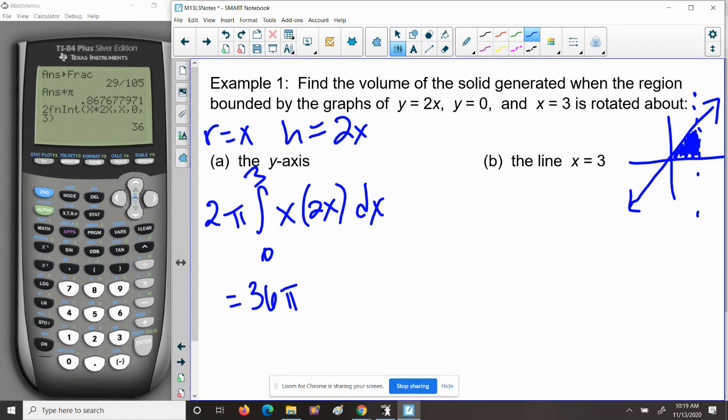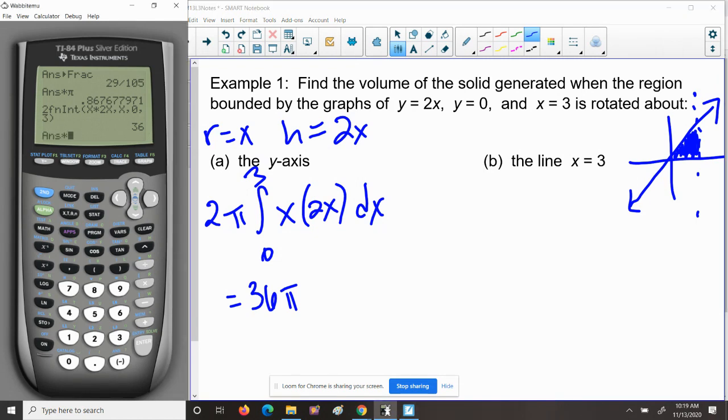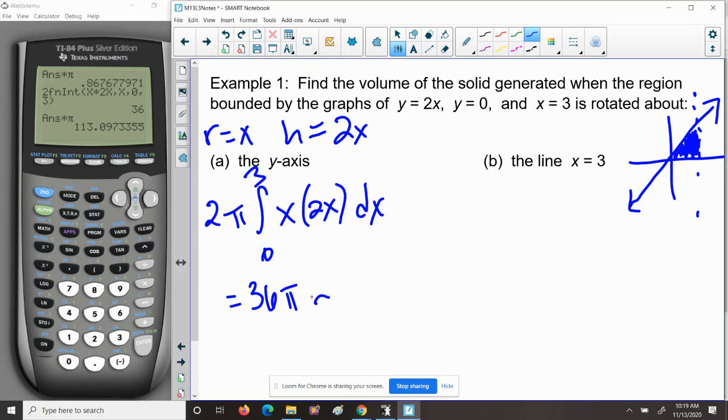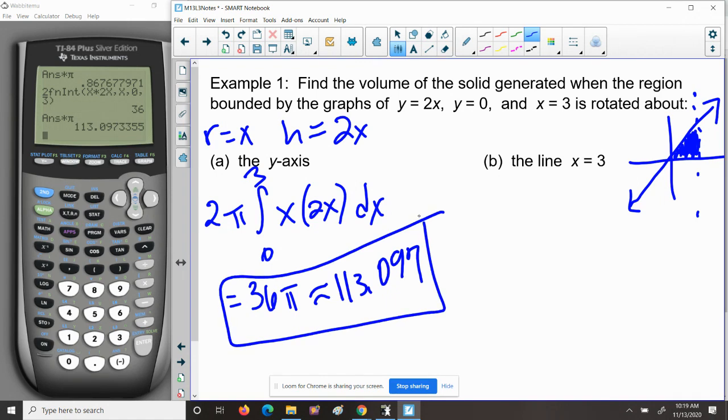Okay, as a decimal, let's find that. That would be 113.097, okay, for our first one. Now, for part B, we want to go around the line x equals 3.